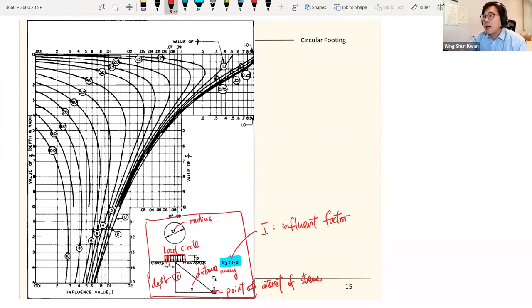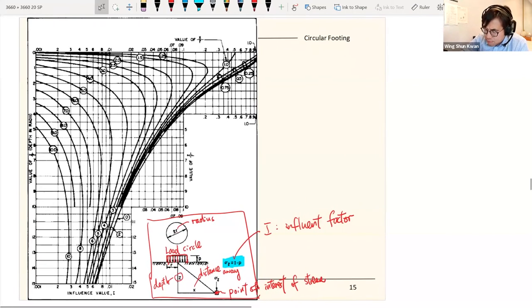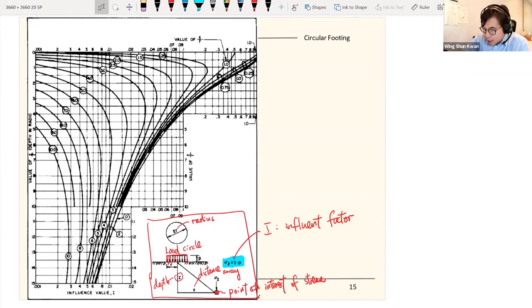And now it's a matter of how to find this I from this graph. I hope the resolution of your paper or screen is not too bad. First, we look at the y-axis here. The y-axis is the dimension Z over R, where Z is the depth and R is the radius. So it's the depth normalized by the dimension of the footing. And you see a bunch of contour lines over there, all these circles. For the y-axis, Z over R, you need to know how to get there.